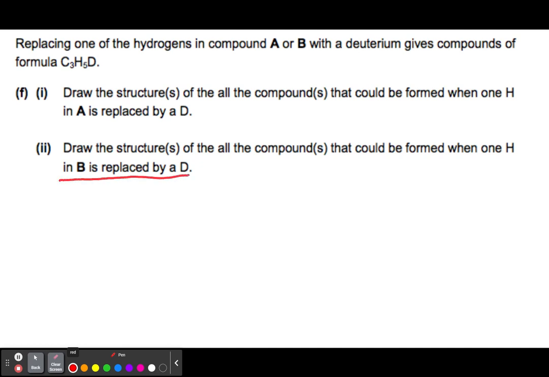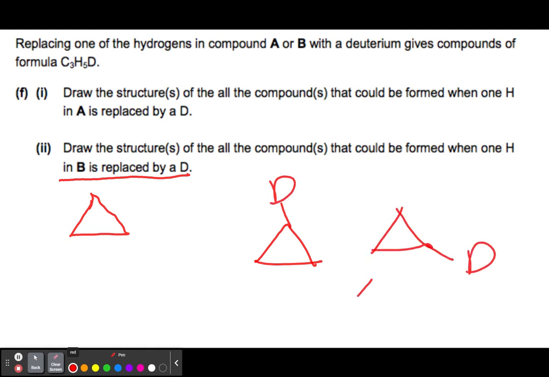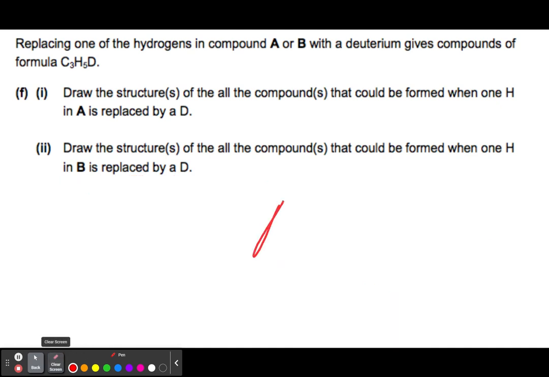And then here we're doing it with B, and we discussed that B is just cyclopropane. And so cyclopropane, if you think about what happens, if you add a D here, it's completely the same as if you add a D here and if you add a D here. So in reality, there's only one structure, which is this. So there's one structure, because they're all equivalent. And so if you do draw 2, you immediately get 0 marks.